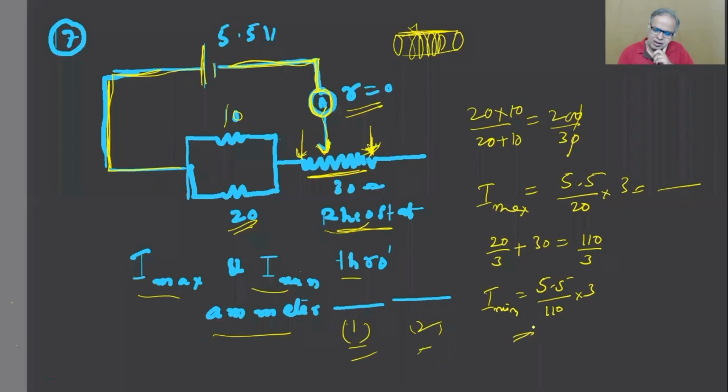0.15. That one is 0.825. So this is I maximum, this is I minimum. I hope you followed that rheostat business.